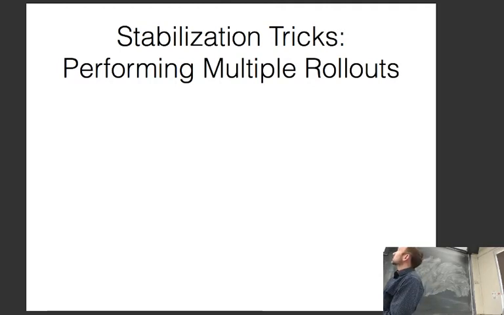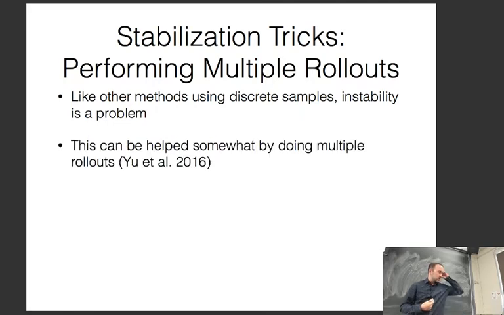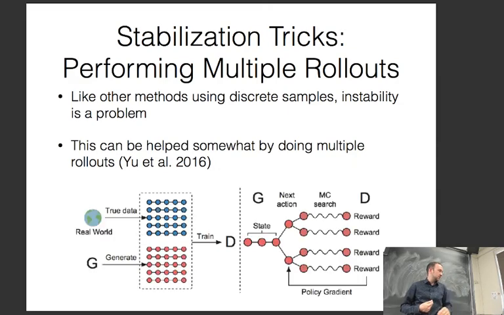There's another stabilization trick. This was in the first paper that people proposed for applying GANs to text. Instability is a problem, so one way you can fix this is by doing multiple rollouts. The idea is you start the search up to here, and then this is your state. Then you roll out from that state and do a whole bunch of generations, run a discriminator over all of them, and compare the reward between them.